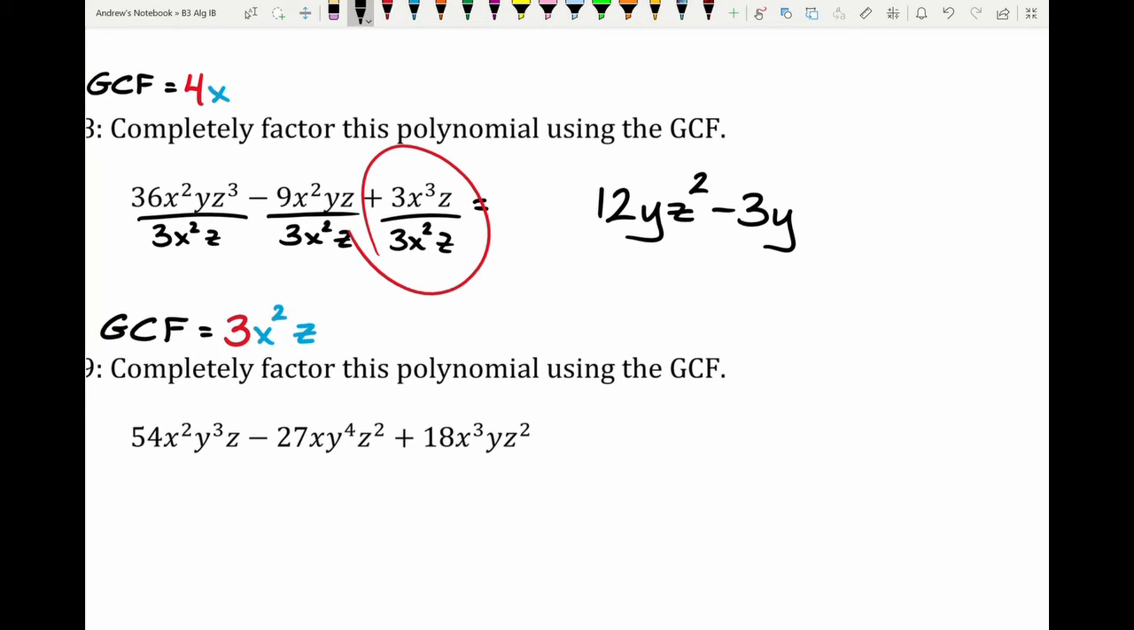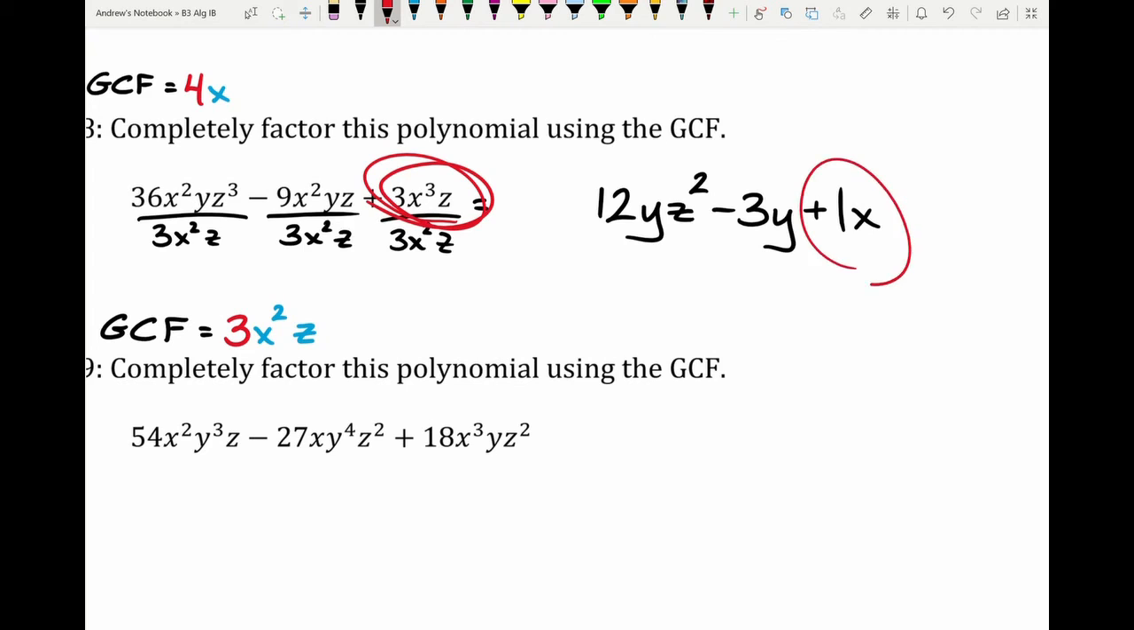Last but not least, we got plus 3x to the third z. So 3 divided by 3 is just positive 1. We had 3 x's, we took 2 out, so I have 1 left over. And then we had that z, and we took it out, so there aren't any z's. And so sometimes when you're doing this division part out, you might be able to turn something gross looking like 3x to the third z into just a single x. Right? That's all that's left over after we take out the GCF.